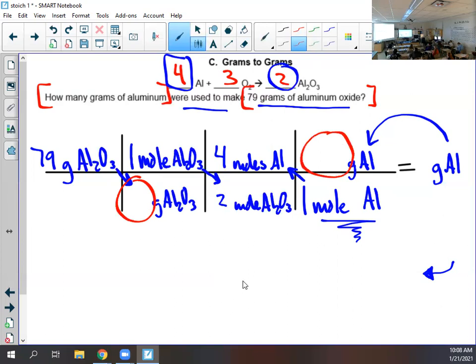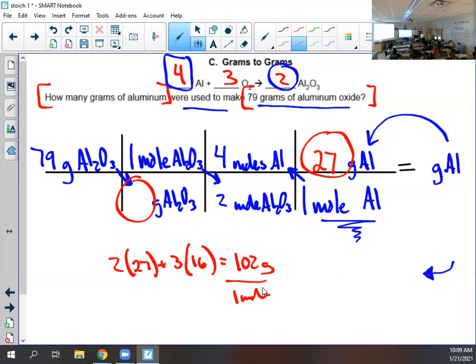Grams of aluminum, I can find that really easy. I just look at Al and it's 27. Al2O3 is 2 times 27 plus 3 times 16, and that is 102 grams per 1 mole. Now, I already have the 1 mole, so I just put the 102 here. And then the masterpiece is ready.